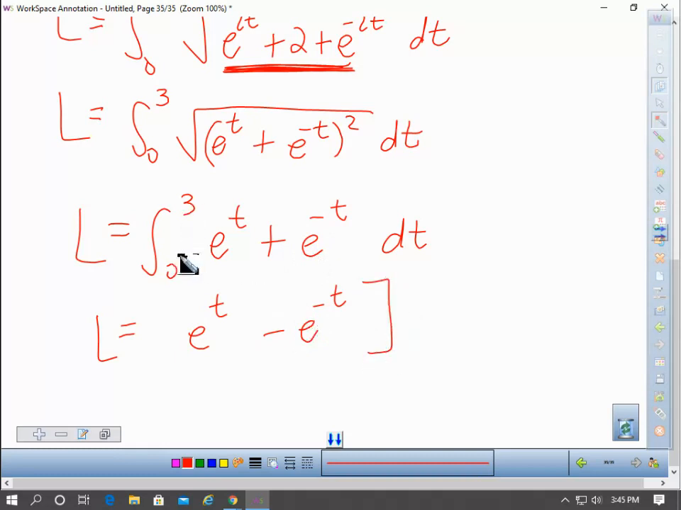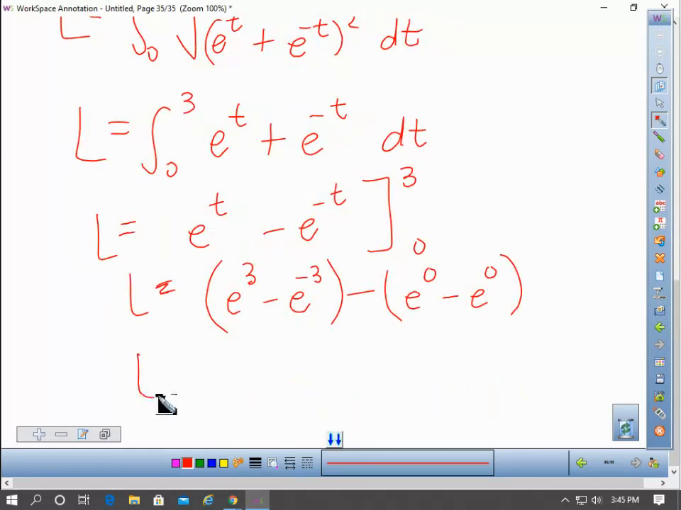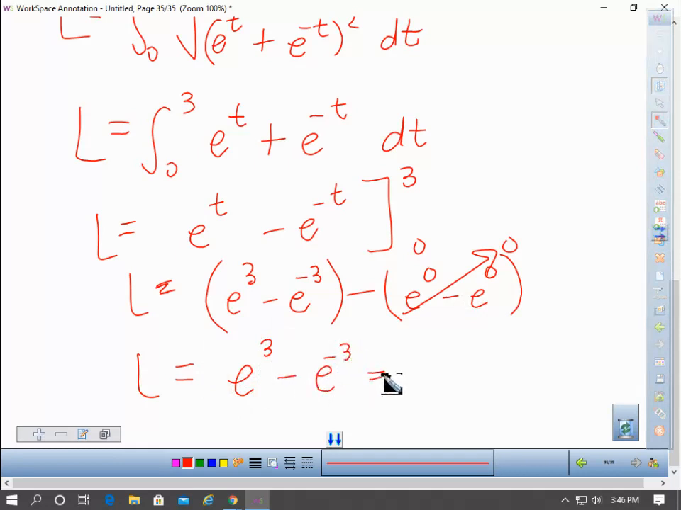And we're going to do fundamental theorem from 0 to 3. So I did the antiderivatives, and now we're doing the fundamental theorem of calculus. So I put a 3 in first, so e to the 3 minus e to the negative 3. And then we're going to put zeros in there, so e to the 0 minus e to the 0. All right, so obviously e to the 0 minus e to the 0 is 0, because that's 1 minus 1.